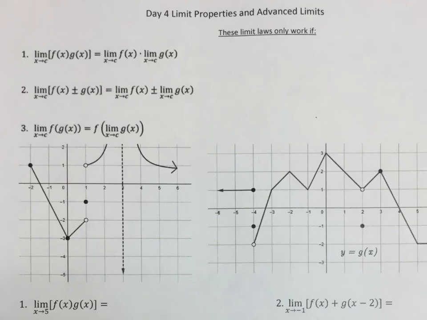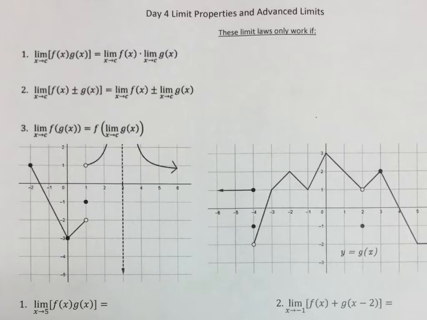Right, today we are going to learn about limit properties and then we are going to apply them to more advanced limits. So we have three limit properties right here on the left and they kind of seem self-explanatory. Like the first one, if I have two functions that are multiplied together, well then the limit is just the limit of the first function multiplied with the limit of the second function, right?